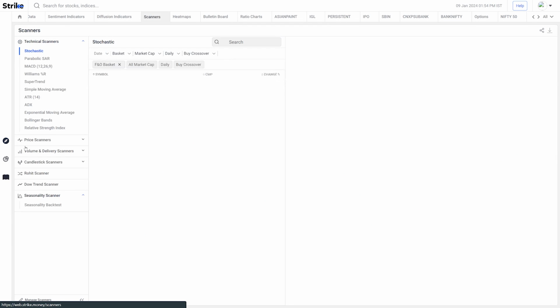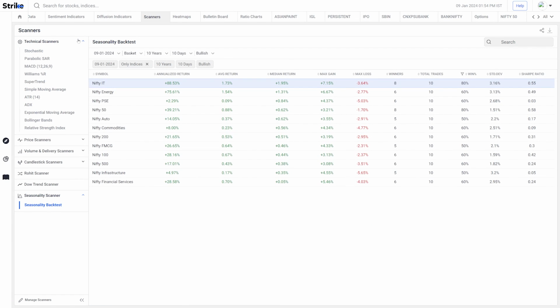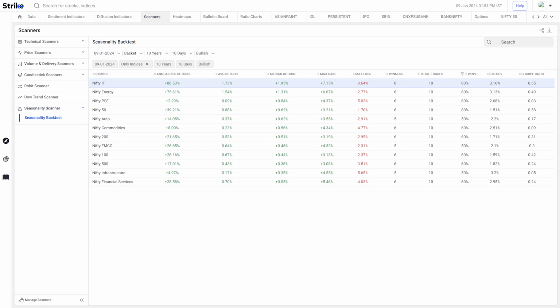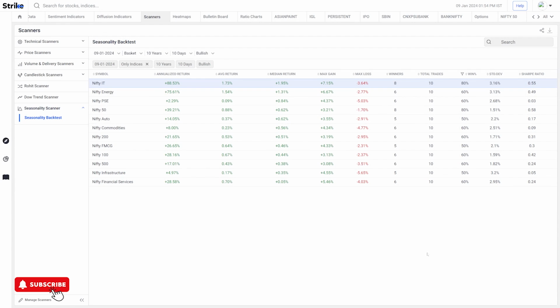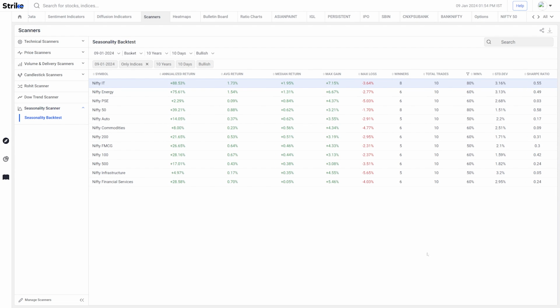So once you go to the scanners, you'll see the seasonality scanner here. If you are not able to see it, you can simply go to manage scanners and make sure it's selected. Now, a seasonality scanner scans through all the historical market data to identify recurring patterns. It's not really about predicting the future. It's more about understanding historical trends to make more informed decisions.